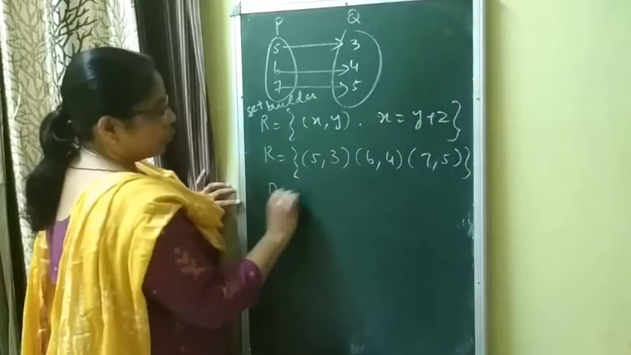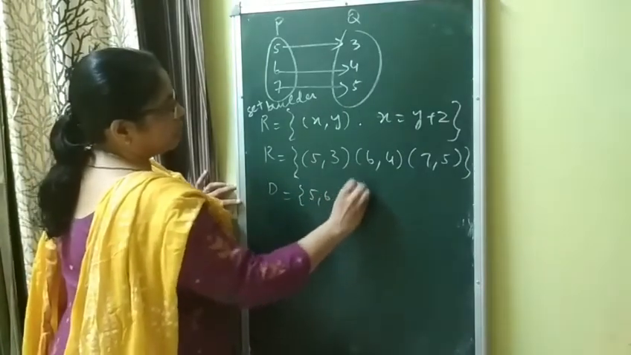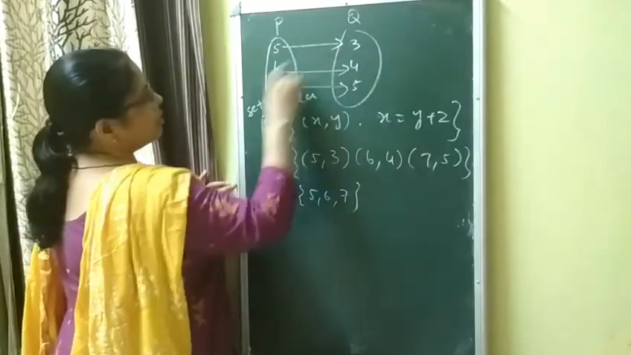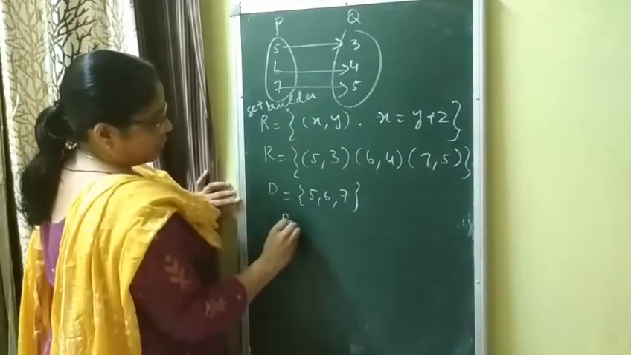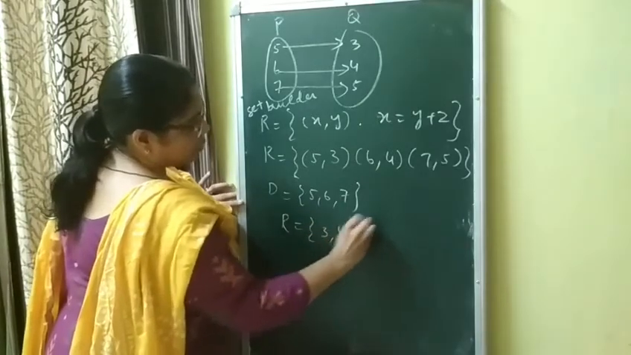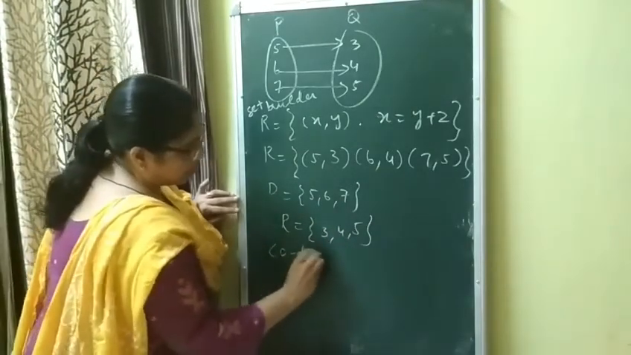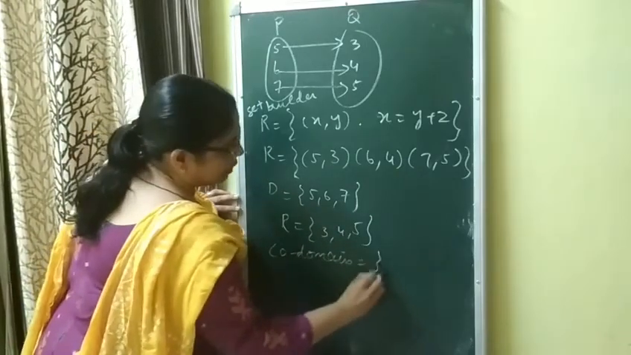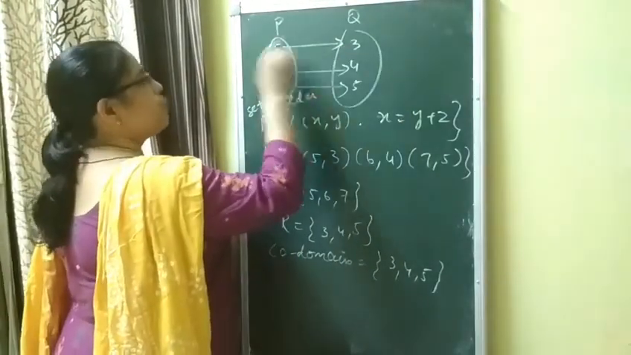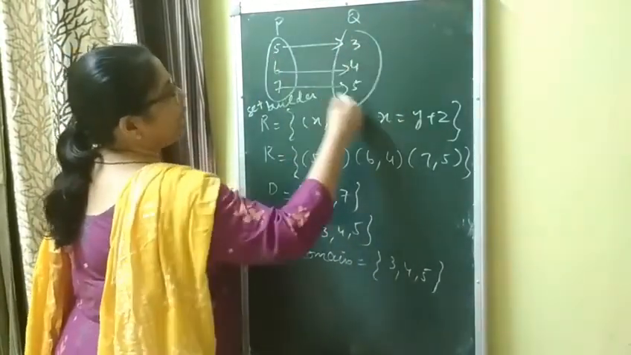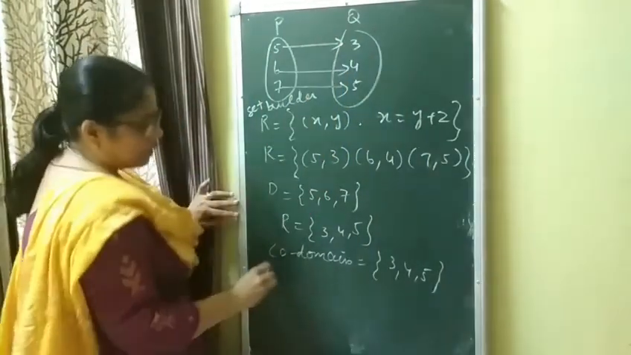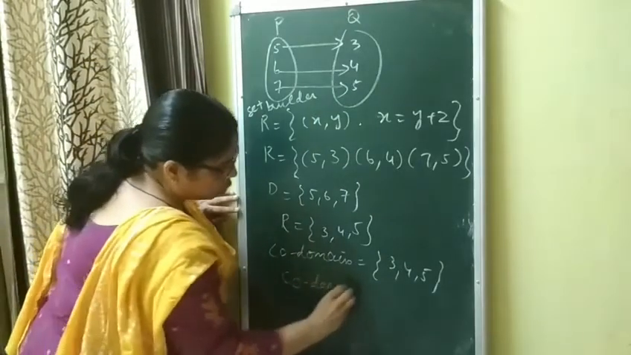What is domain? Domain is 5, 6, 7 complete, and range सारे elements का image आ रहा है. 5 का image है 3, 6 का 4 and 7 का 5. Now range is the second elements 3, 4, 5. Now see, codomain is the second set. What is the second set here? Second set is again 3, 4, 5. That means 3 is the image of 5 and 5 is the pre-image of 3. तो हर एक का pre-image भी आ रहा है, और हर element का image भी आ रहा है. Then coincidentally here codomain is equal to range.